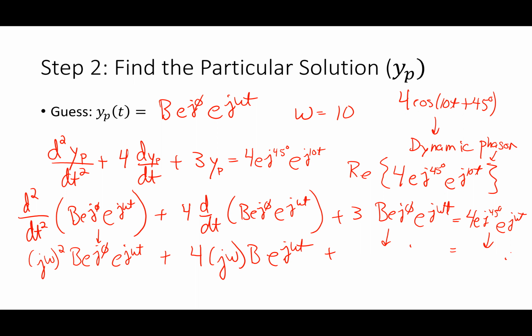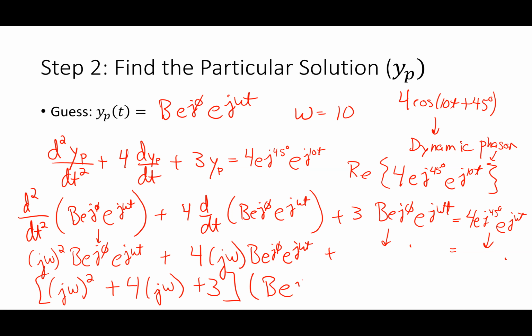All right. So now I get j omega squared times b, and I end up with a b e to the j phi in each of these terms. There's a b e to the j phi in every term. So let me do it this way: j omega squared plus 4 j omega plus 3, all times b e to the j phi, equal to 4 e to the j 45 degrees.